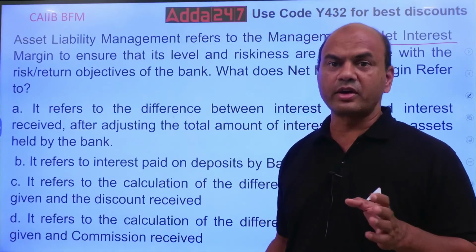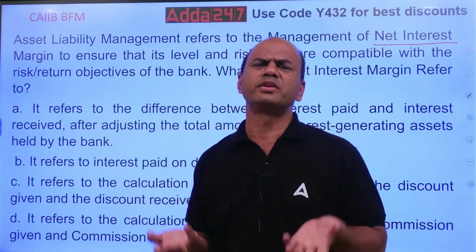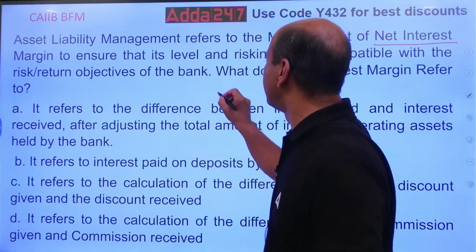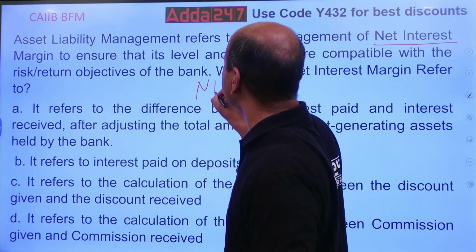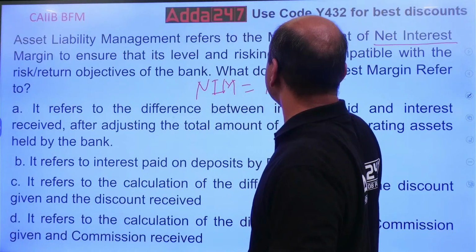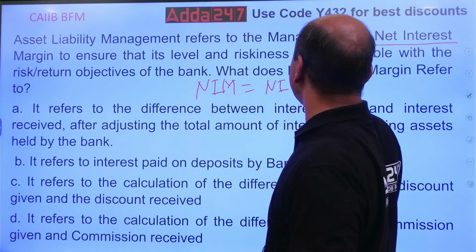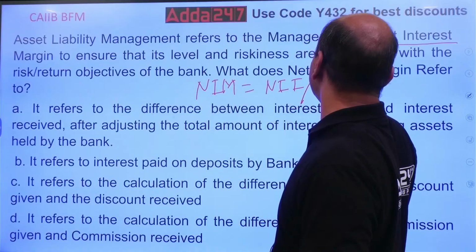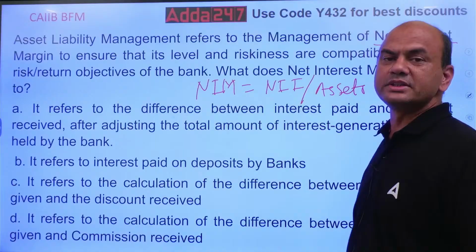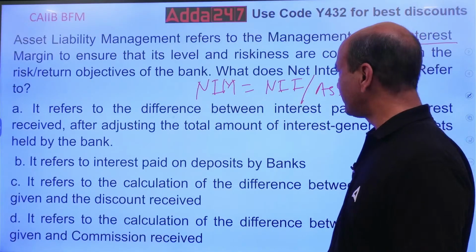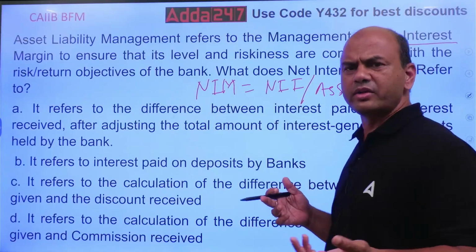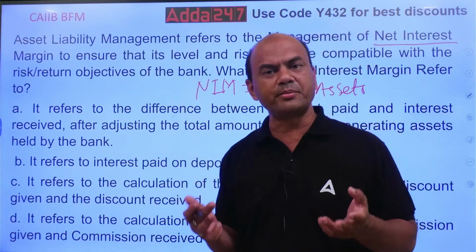Sure, if your NIM is too high, that is obviously good. NIM is high means what? Sure. What is NIM? Just now I gave you NIM. NIM equals NII divided by assets, or you call it yielding assets. So NII upon assets, that is known as NIM. Okay. So if somebody's NIM is high, then it will be very good. The person will be the happiest person.